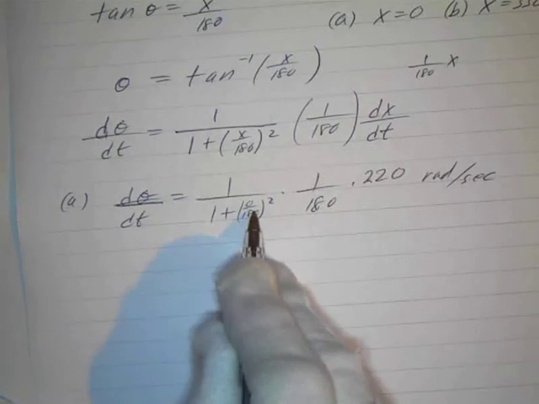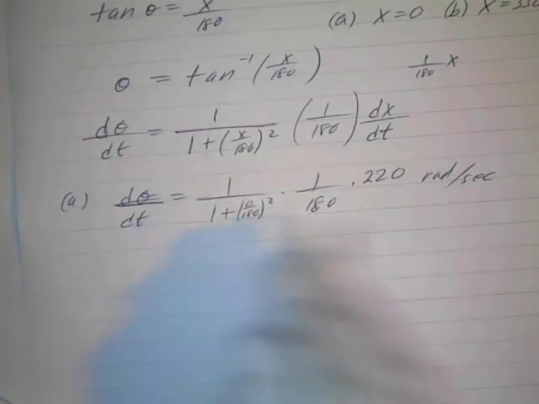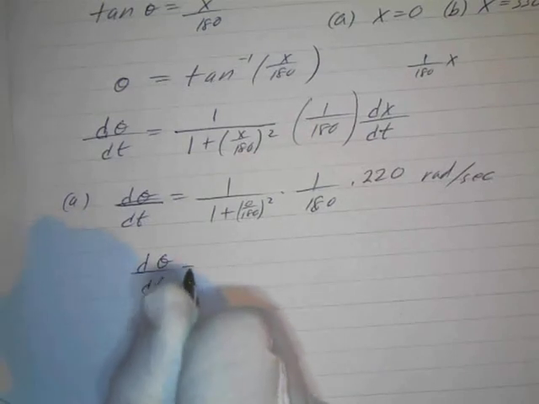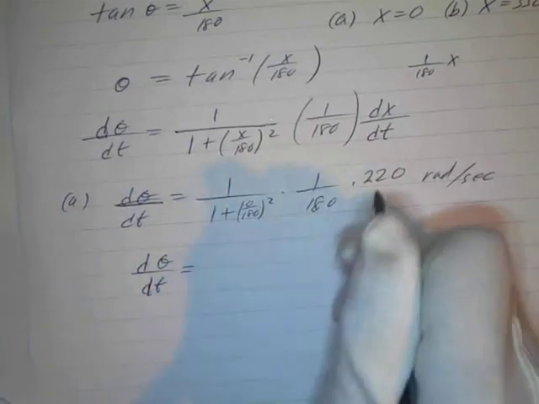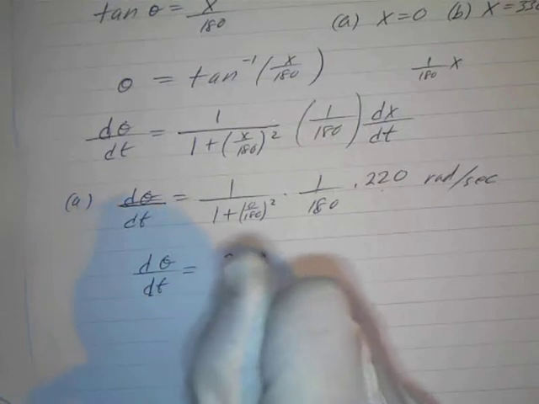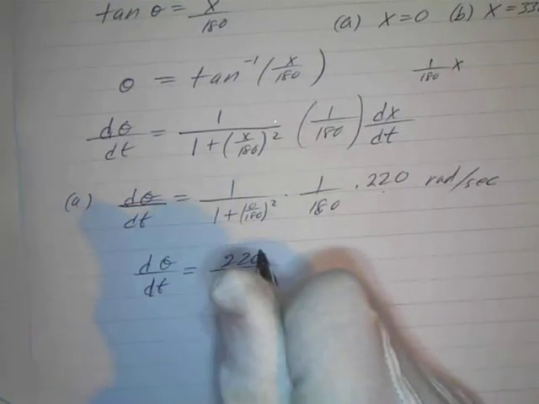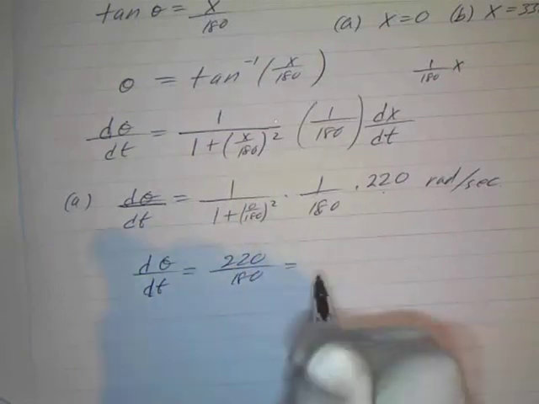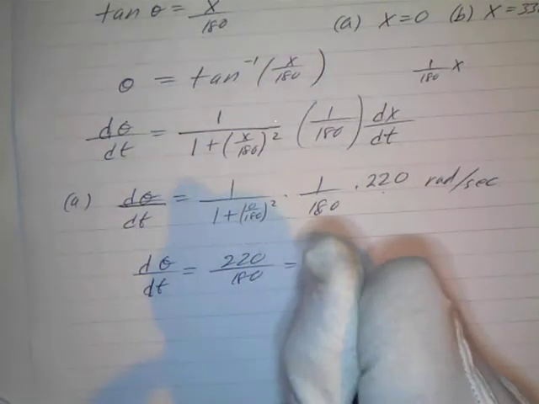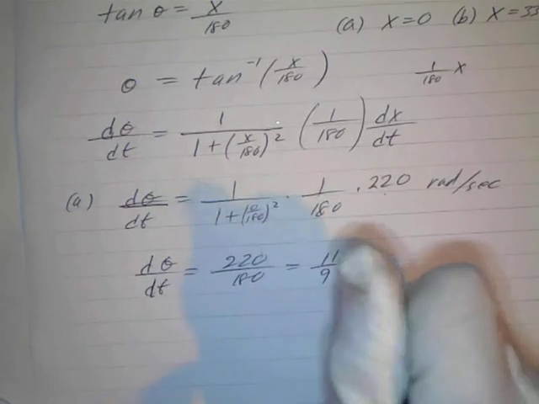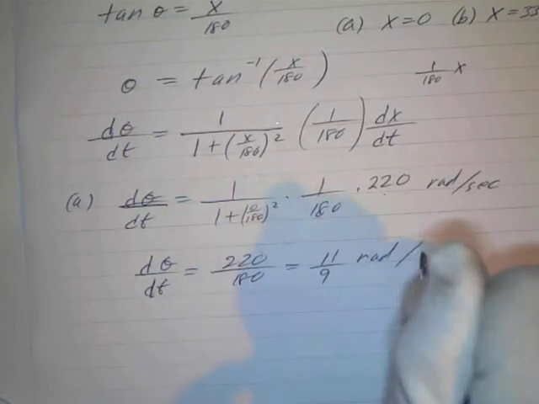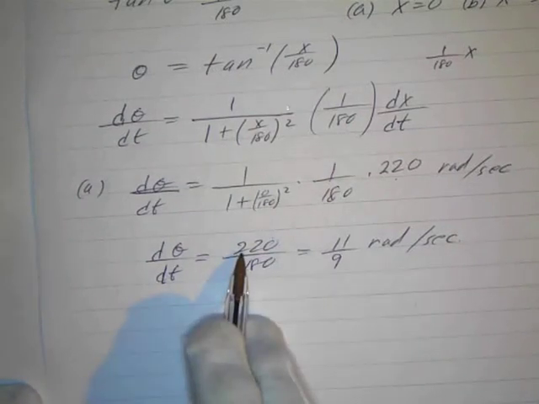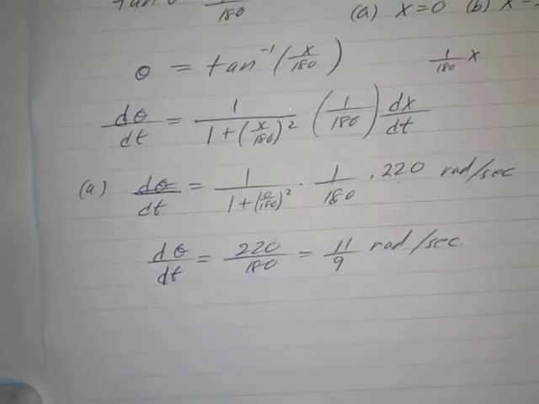Okay, well, this is just 0, so 1 plus 0 is 1, 1 over 1 is 1, so that's just going to equal 220 over 180. And that reduces to 11 over 9 radians per second. 2 goes into 22 11 times, 2 goes into 18 9 times, zeros go like that.